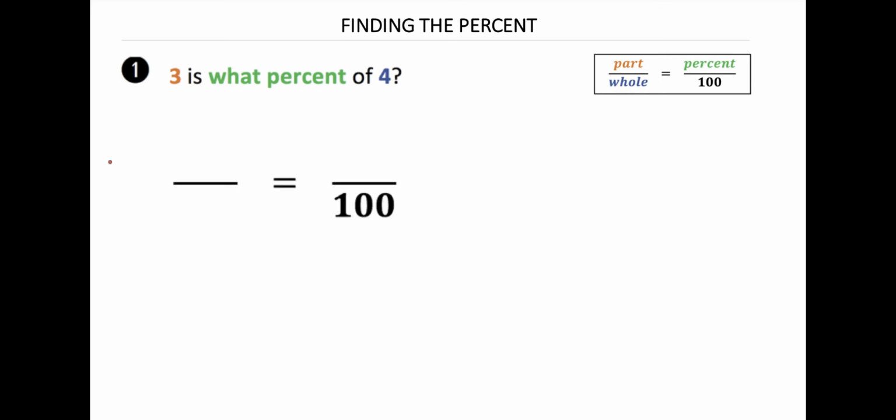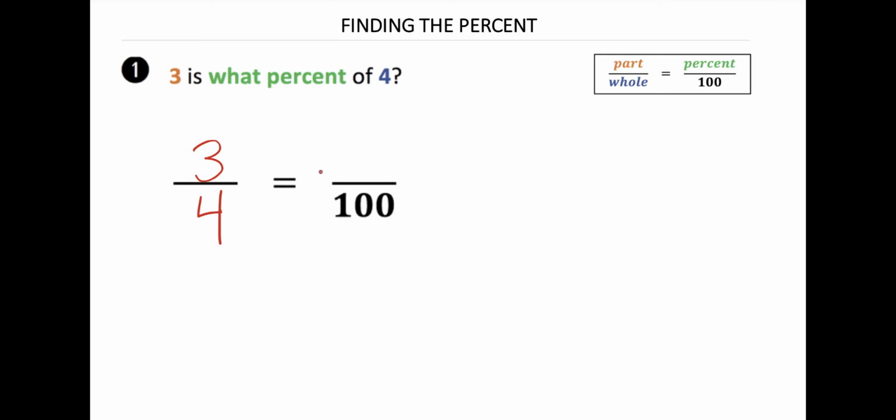Okay, so let's go ahead and put our problem setup template here. Obviously, you can draw this for yourself. But the 3 is, and it's the part. So we're going to put that on the top right here. 3 goes on top, and the 4 is the whole. It goes on the bottom. And the percent we do not know.